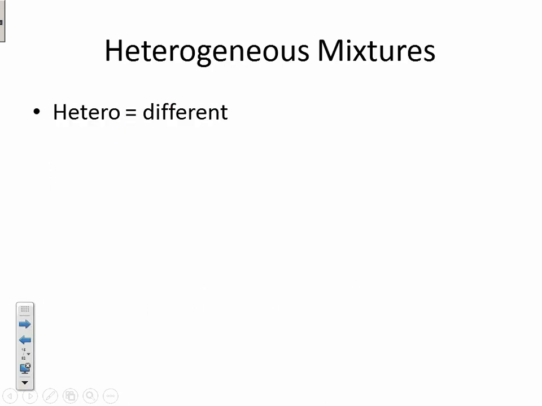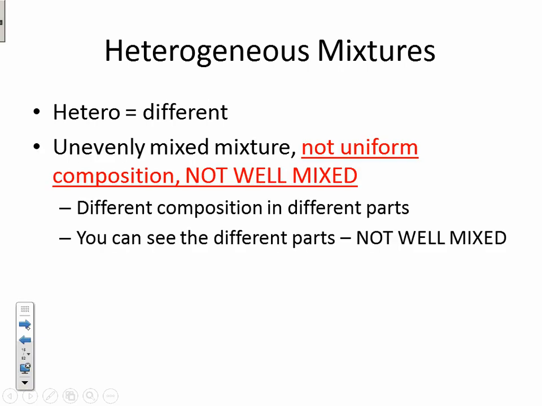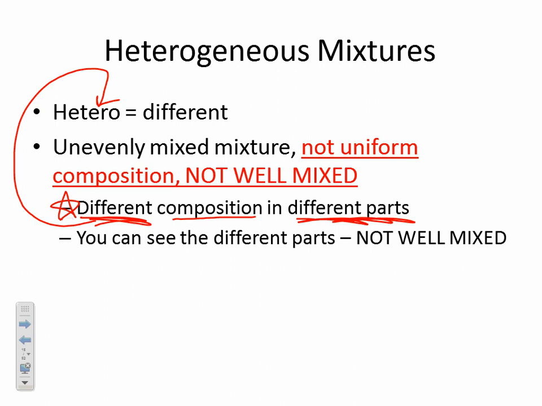So a heterogeneous mixture, well, the prefix hetero literally means different. So a heterogeneous mixture is what you can think of as an unevenly mixed mixture, meaning it has a different composition in different places in the mixture. It's not evenly mixed. You can see usually the different components of the mixture. It is not a well-mixed mixture.